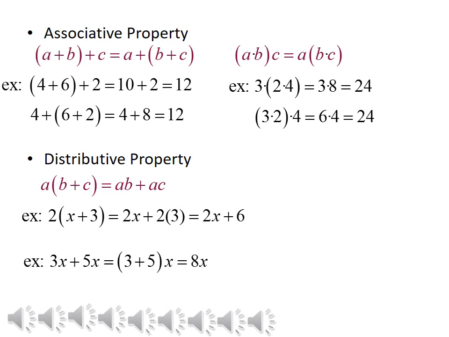Next, we have the identity properties. The first is the additive identity property that says that any number plus 0 is equal to itself. So 0 plus a will give you a. And we also have the multiplicative identity property that says that any number times 1 will give you itself. So 1 times a results in a.